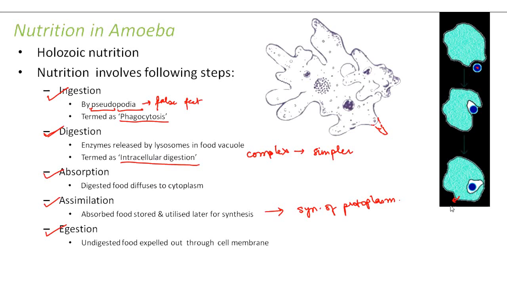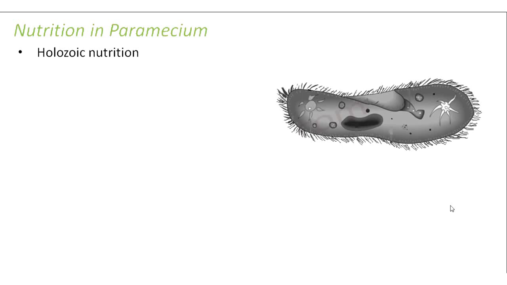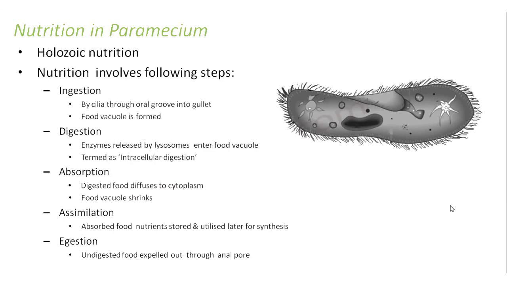Okay. So let us look at the nutrition in another simple organism, that is paramecium. We all have studied about paramecium as well in class 9th. So let us see how nutrition happens in case of paramecium. Even paramecium has holozoic nutrition. It feeds on microorganisms like bacteria, algae, yeast. So that is also holozoic. Let us see how the different steps happen in case of paramecium.